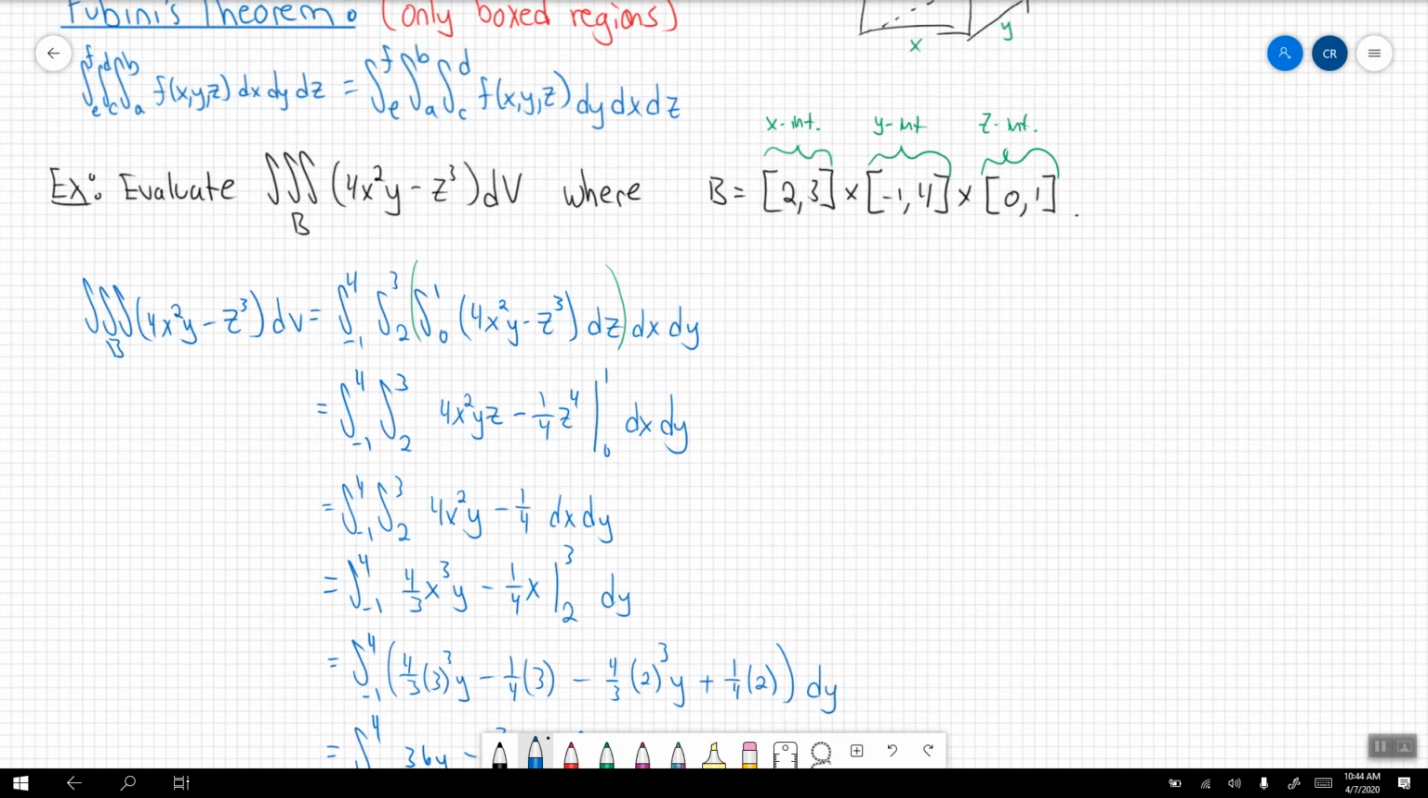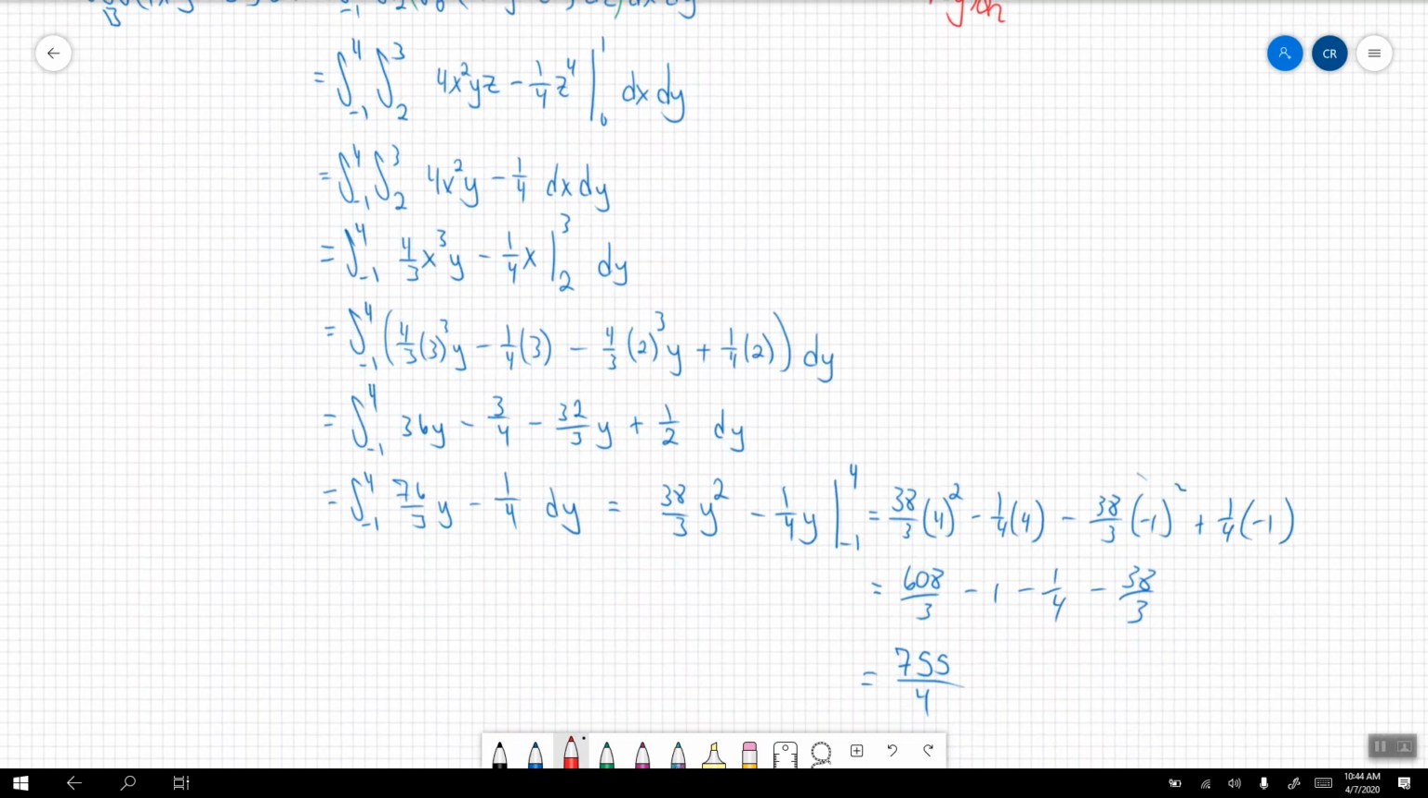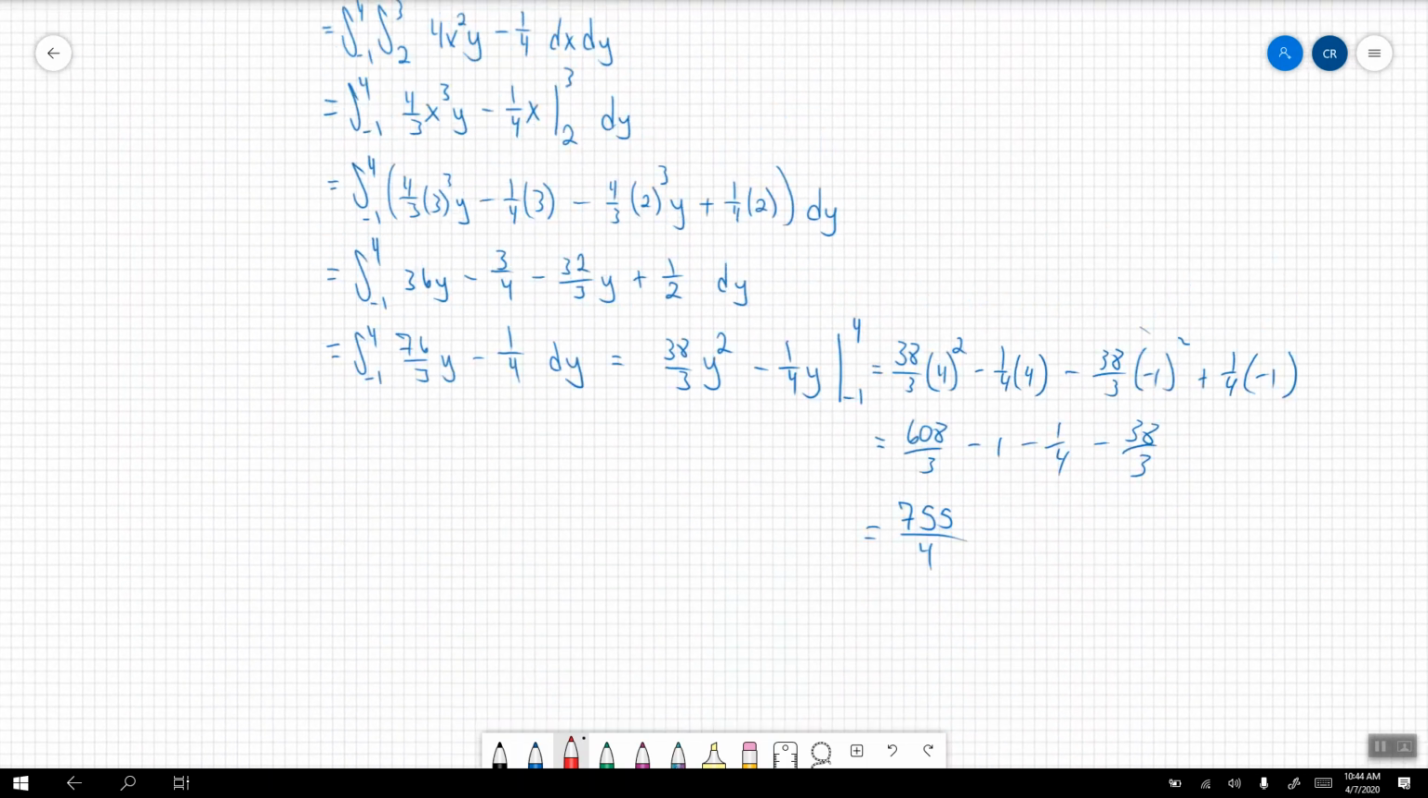And again, what we did is we used Fubini's theorem to make sure that we can set this up. As long as we're given some boxed region, and again, this was that boxed region, we can use Fubini's theorem. All right. Now, what if the region wasn't a boxed region?